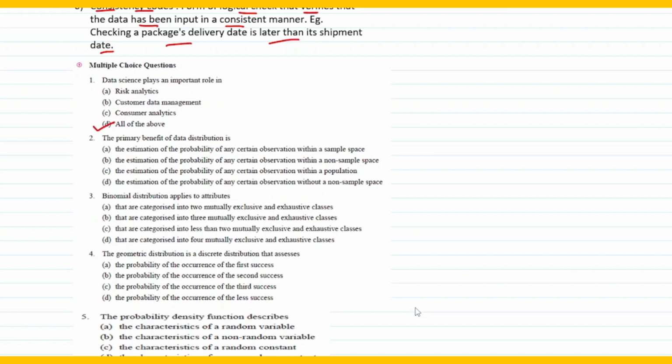Data science talks about everything. It talks about data analytics also, customer data management, consumer analytics, everything. So all of the above is the correct answer.